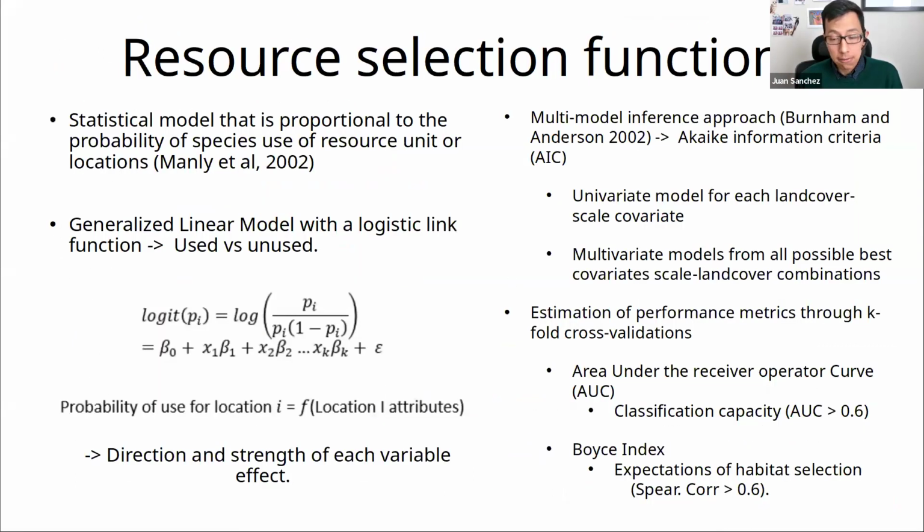Then with the information of the species and the environmental data of the land covers, I built resource selection functions. A resource selection function is a statistical model that represents the probability of a species using a resource in a specific location. So I used generalized linear models with a logistic link to be able to classify the use of the units of the locations that I studied. All of this formula represents that I used a logit probability that goes between 1 and 0, which is my response variable: 0 and 1 mean the species did or did not occur in the location.